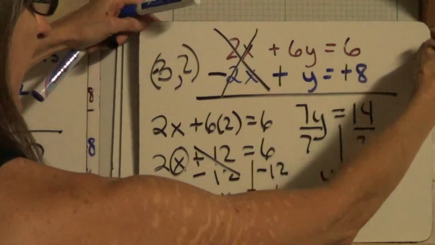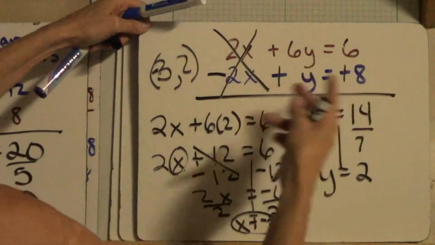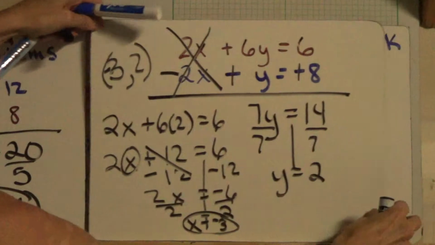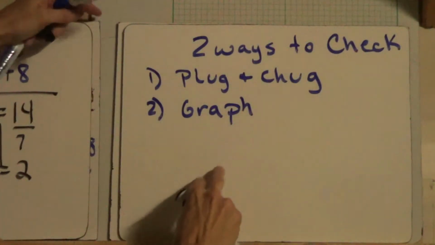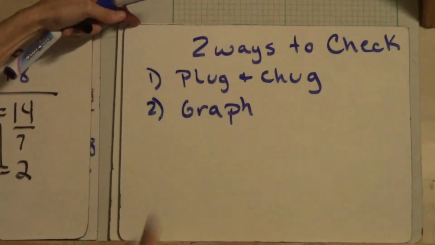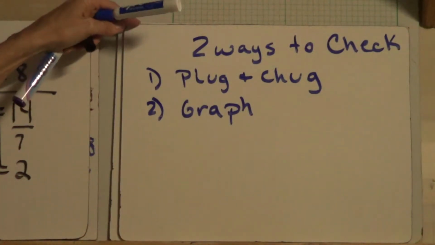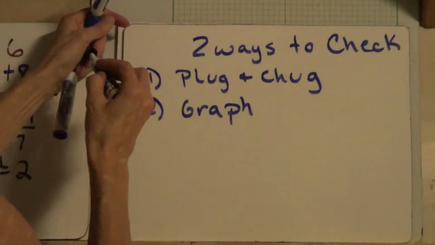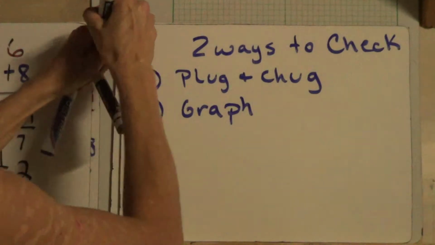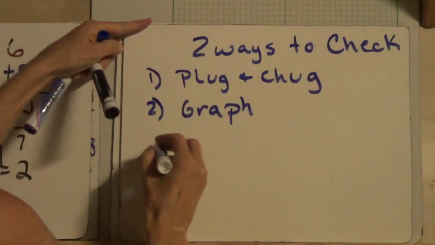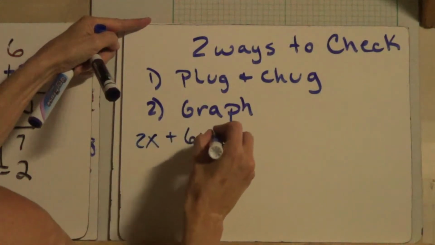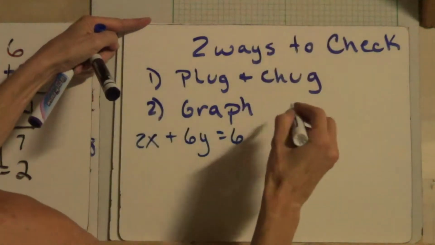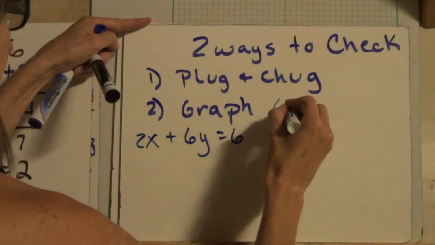It might not be a bad idea to go ahead and graph those and just check and see if it really crosses at negative 3, 2. Just as another possible check. Oh, here we go. 2 ways to check, plug and chug or graph. So, let's go back to this last equation. We had 2x plus 6y equals 6. We say that the solution is negative 3, 2.